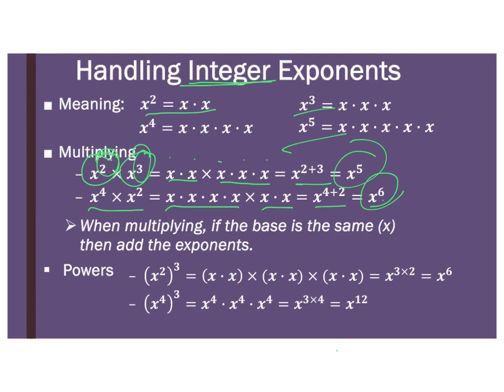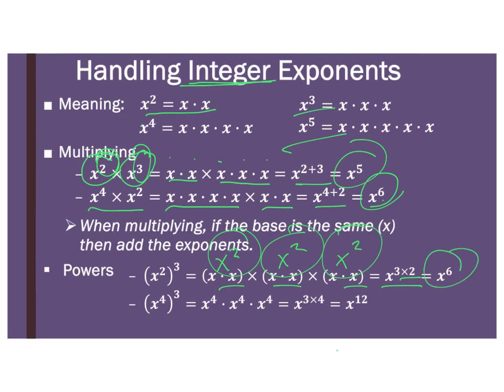Now, powers. When we raise a power to a power, x squared cubed is really x squared times x squared times x squared, right? Which is 2 x's times 2 x's times 2 x's. This gives us 1, 2, 3 squares. So that's 3 times 2. There's 3 of them, which is x to the sixth.